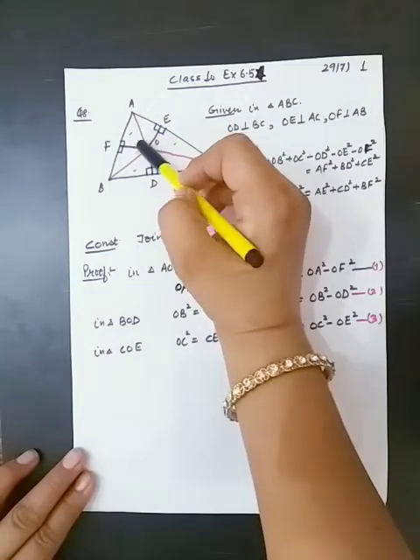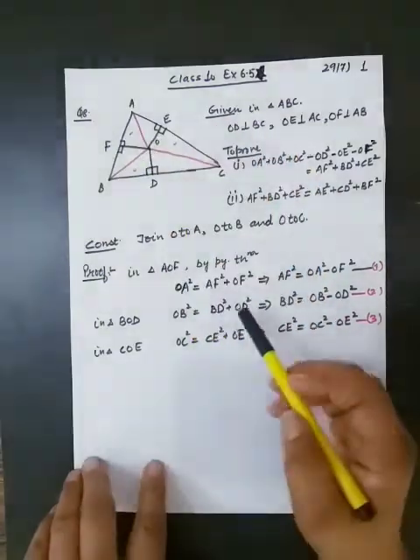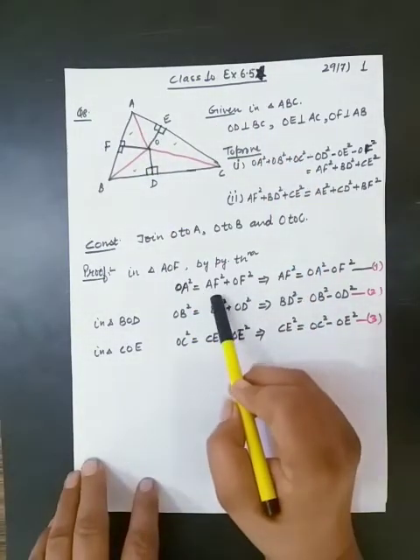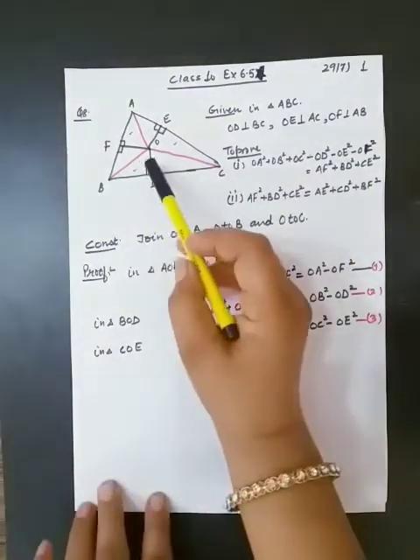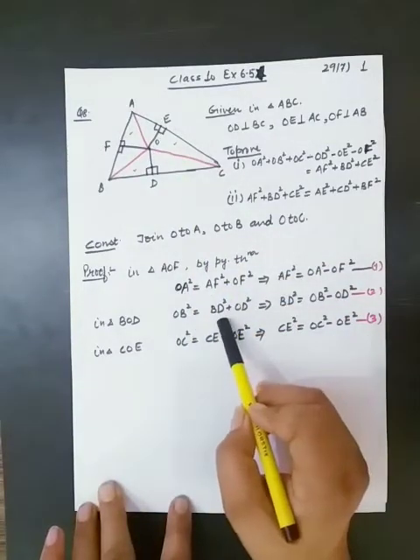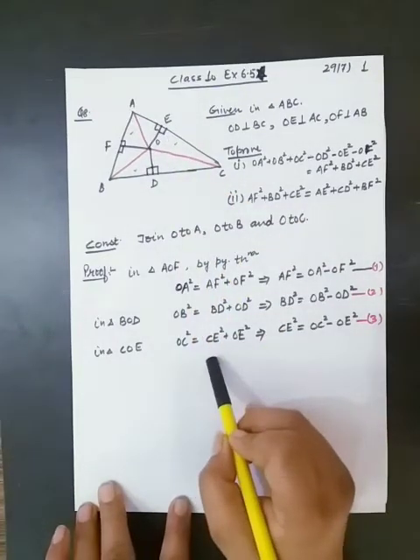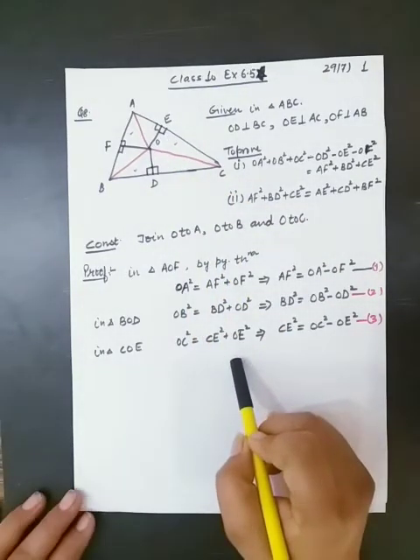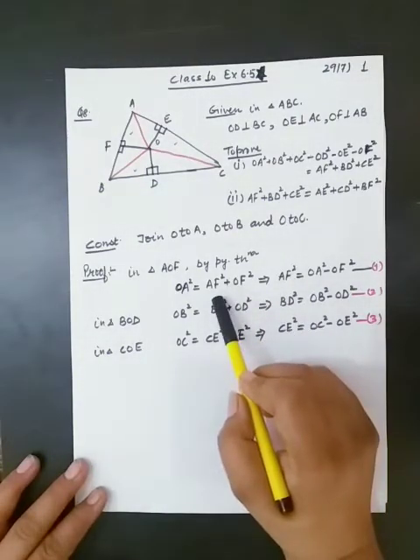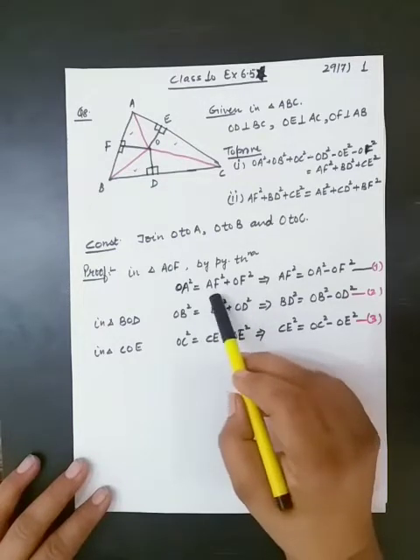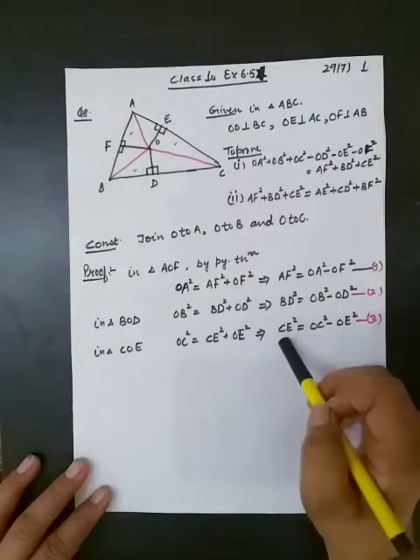Now triangle AOF is a right angle triangle and we can apply Pythagoras theorem here. So we can write OA square is equal to AF square plus OF square. Similarly, in triangle BOD, OB square is equal to BD square plus OD square. And in triangle COE, OC square is equal to CE square plus OE square. And I have separated these values. AF square we have separated and we can write AF square is equal to OA square minus OF square. Similarly from equation 2 and 3.